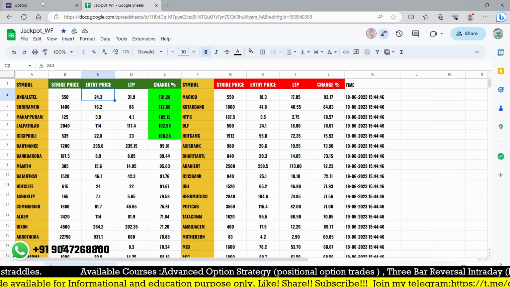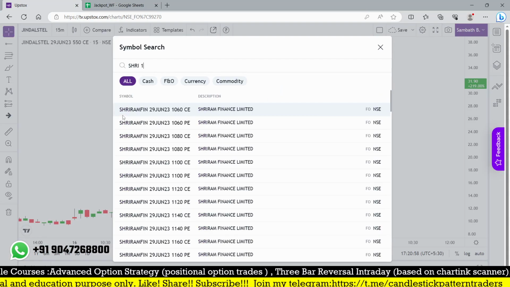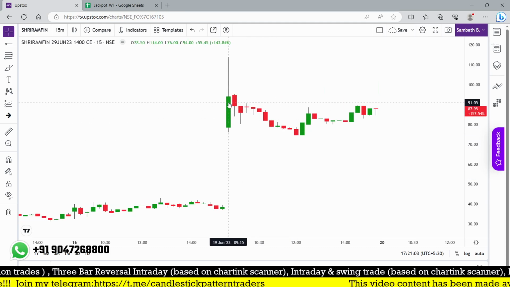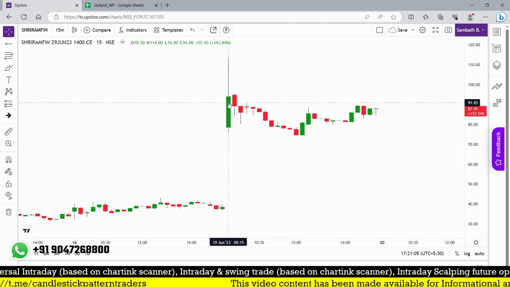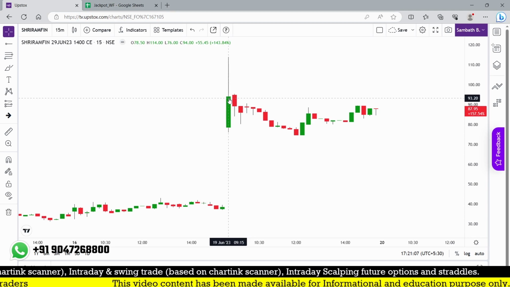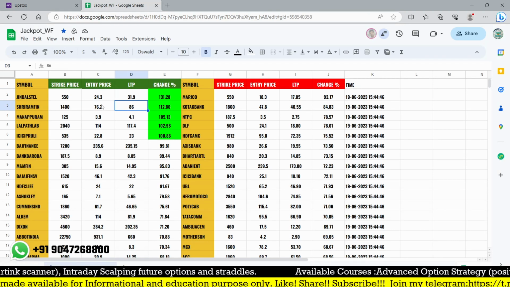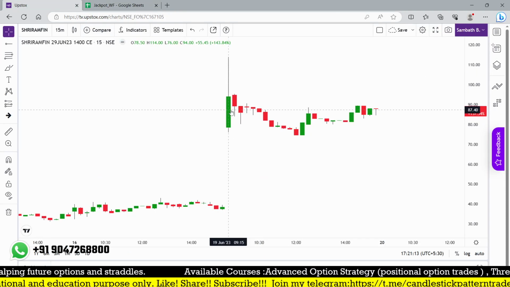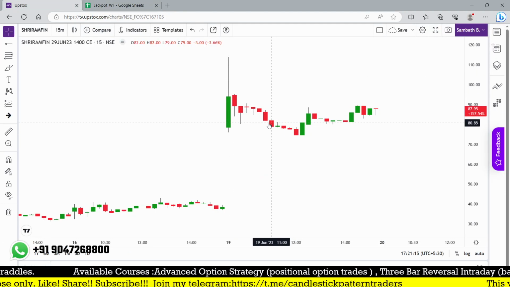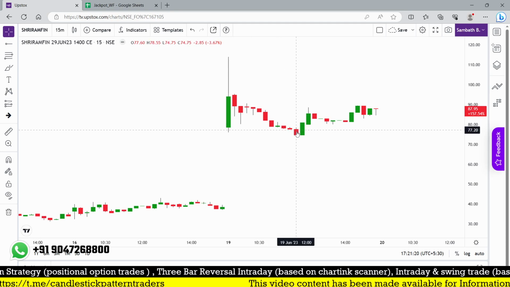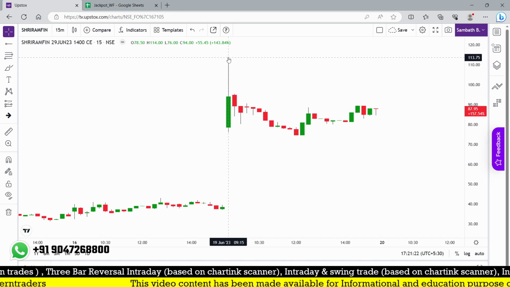Shriram Finance 1400 call option was also triggered. Look at this, in the first candle you can face some issues. This candle went up to 114 in the first 15 minutes itself. Our entry point should be around 76, and at the close it was trading around 94. After 76, maybe it triggered and came down to 76, but it had already moved very big.